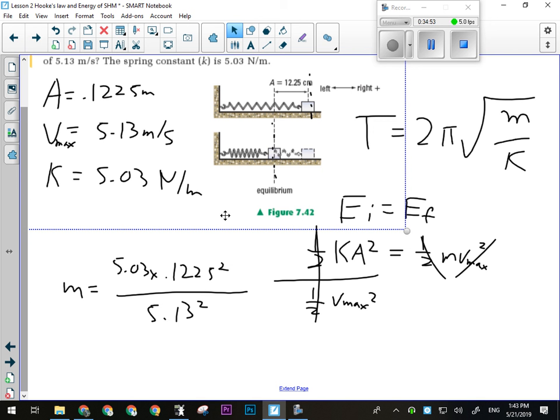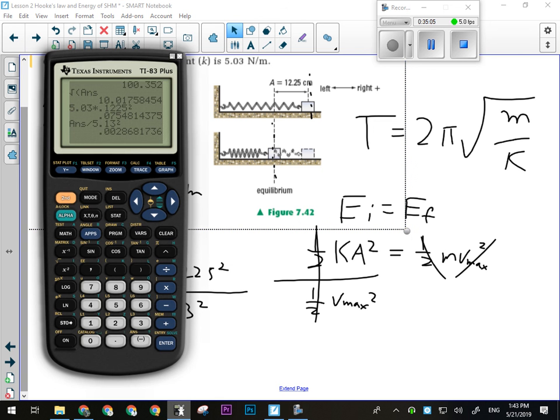Now it's not oscillating very far, and it's quite small, so chances are the period's going to be very small. All I have to do is just plug directly in. I've got all the other numbers here, so that's what I'll do. We'll have 2 times pi times the square root of our answer, which was the mass, divided by 5.03. So the period of that oscillation is 0.15 seconds. It's pretty small.